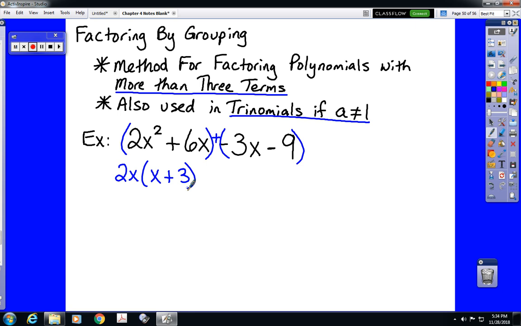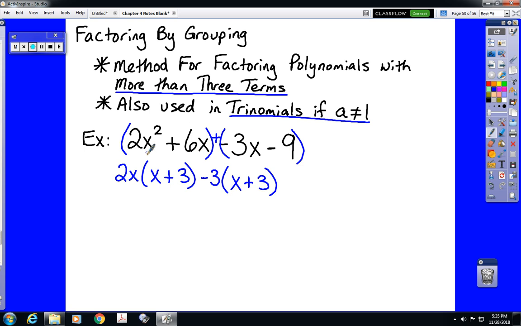Remember, the end result is that each of these terms will be divided by 2x. So that would give me 2x times the quantity x plus 3. Now the goal of grouping is to make sure that this parenthesis matches what we end up with here when we factor out the greatest common factor. The greatest common factor of these 2 terms is 3. However, to make the signs match, we actually need to factor out a negative 3. That's probably the most complicated part of factoring by grouping: we have to make sure that this binomial is the same for both of these after we take out the greatest common factor.